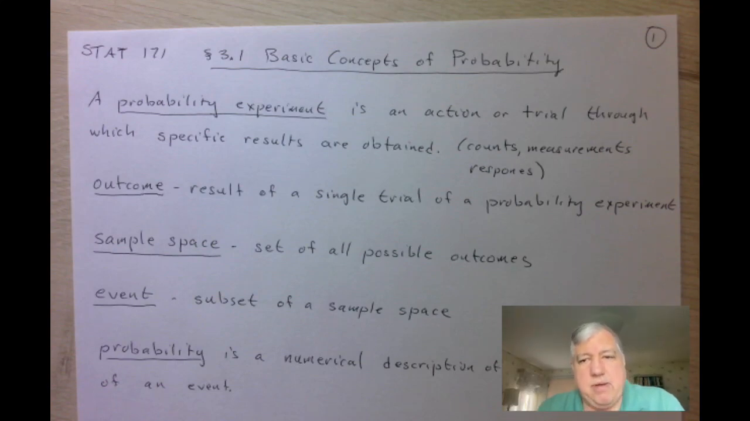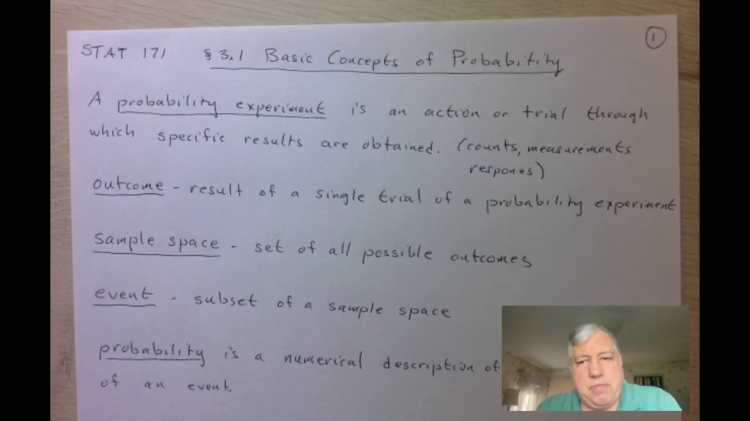So maybe you had some idea of what probability is. Basically, it's a numerical value that we associate with the likelihood of something happening, where that number is always between 0 and 1. Okay, instead of 0% and 100%, we use 0 and 1.